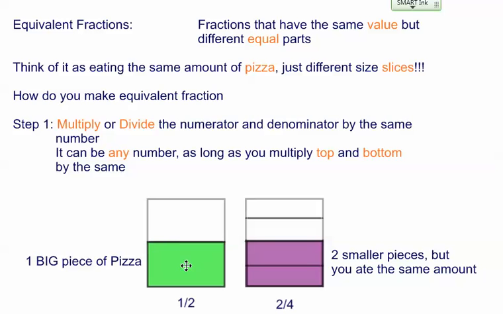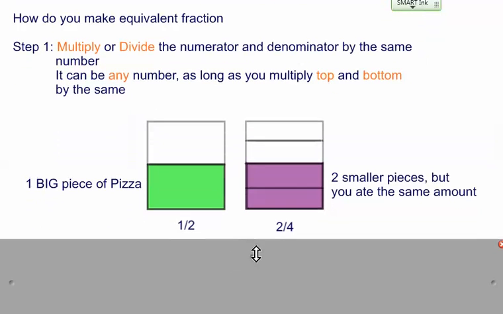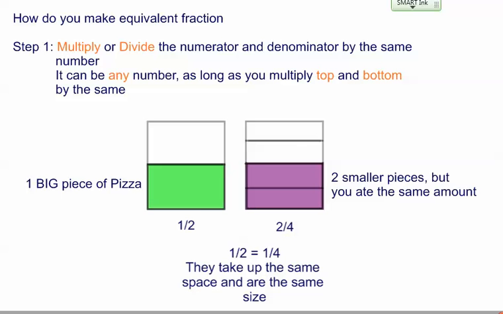This is 1/2. It's 2 pieces and we have 1 shaded. This represents 2/4, 4 pieces, 2 of them are shaded. In this picture, we get 1 big slice of pizza. In this picture, we get 2 smaller slices of pizza. But if you notice, they take up the same amount. So they're equivalent. 1 slice here, 2 slices here, but they represent the same amount of pizza. So that means 1/2 and 2/4 are equal because they take up the same size.